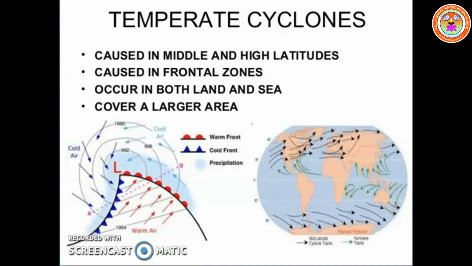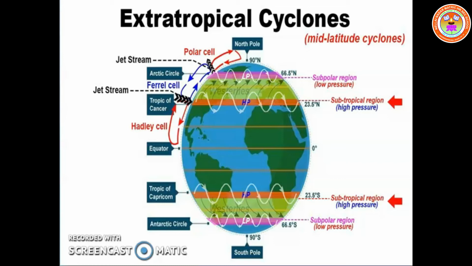Next one, the extratropical cyclone. Extratropical cyclones occur in the latitudes between 30° and 60° in both the hemispheres. They are also called mid-latitude cyclones. They collect energy from temperature differences which are found in higher latitudes. Extratropical cyclones produce mild showers to heavy gales, thunderstorms, blizzards and tornadoes.